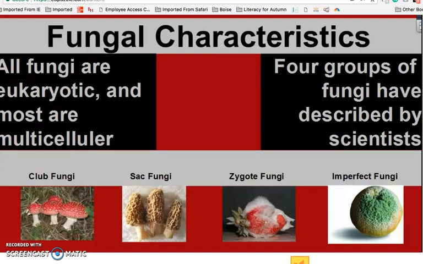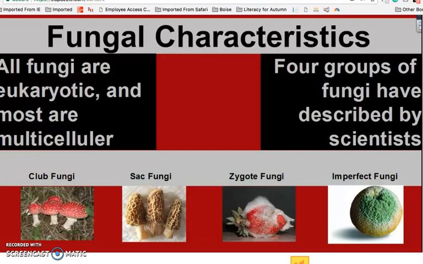So scientists have grouped all fungi into 4 categories. Now, we're not going to pay too much attention to these categories. I'm more interested in you guys knowing the overall characteristics of fungi and why they're grouped into that kingdom. But it is a good idea to know that there are different subgroups within the kingdom itself.